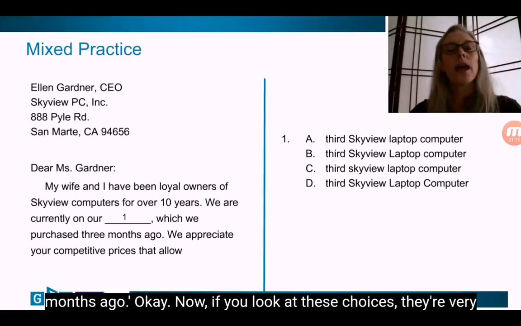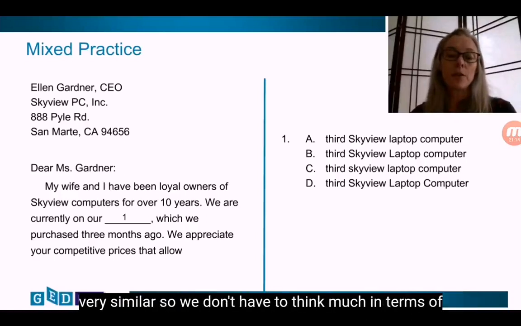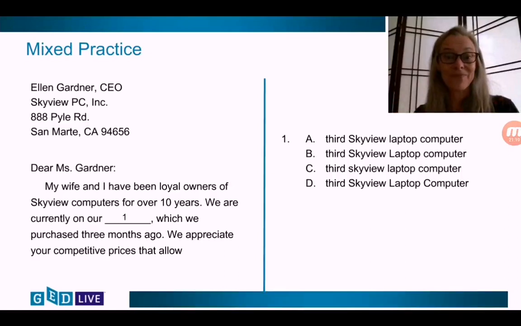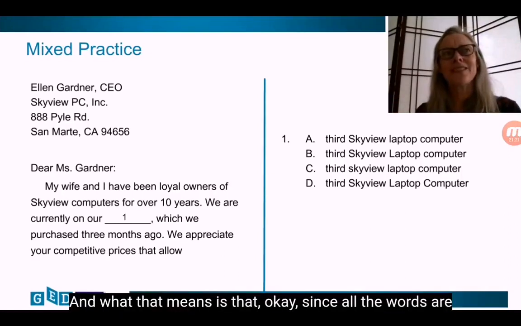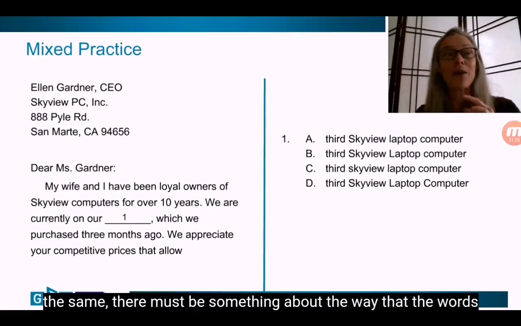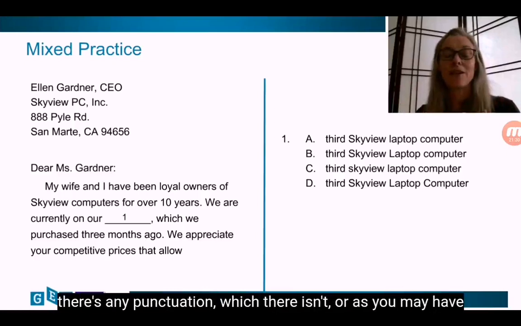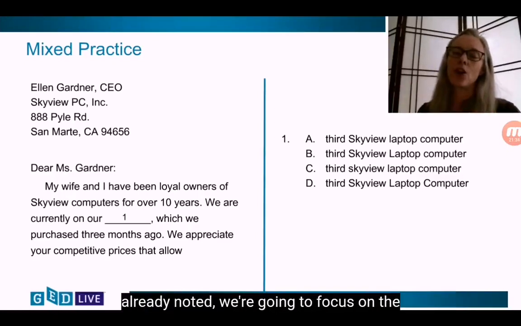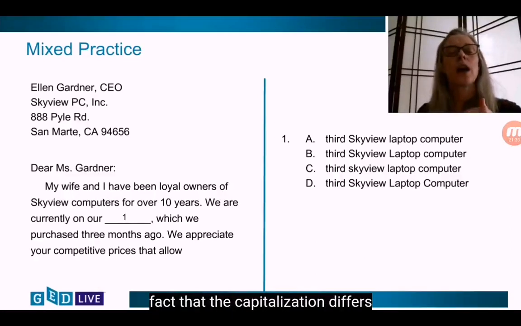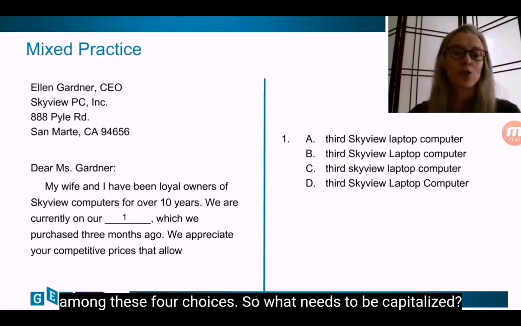Now, if you look at these choices, they're very, very similar. So we don't have to think much in terms of the construction of the sentence. Since all the words are the same, there must be something about the way the words are spelled, or what kind of apostrophes they have, or if there's any punctuation, which there isn't. Or, as you may have already noted, we're going to focus on the fact that the capitalization differs among these 4 choices.